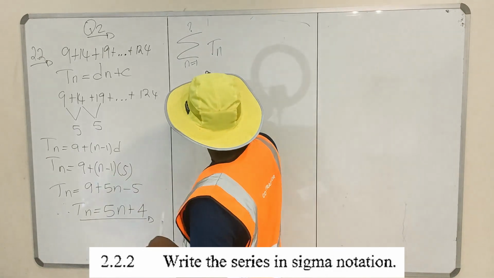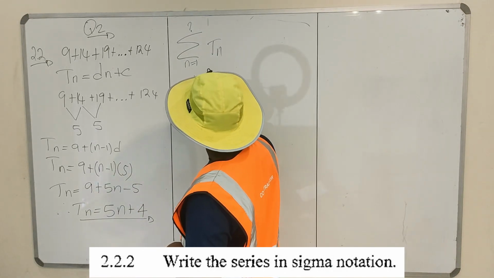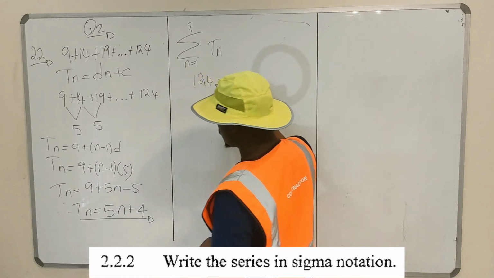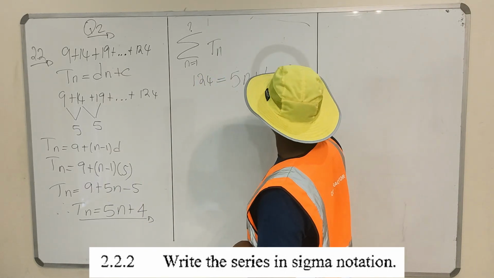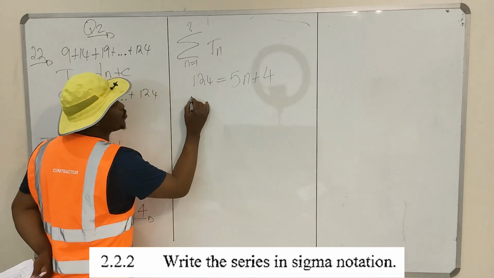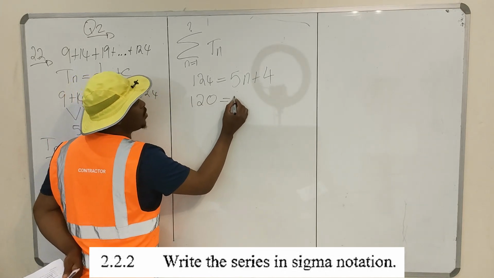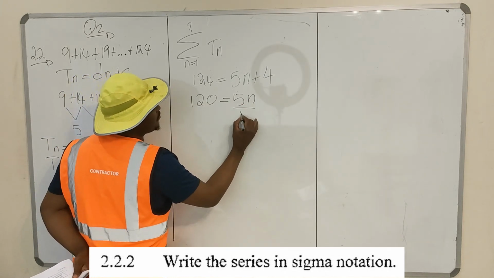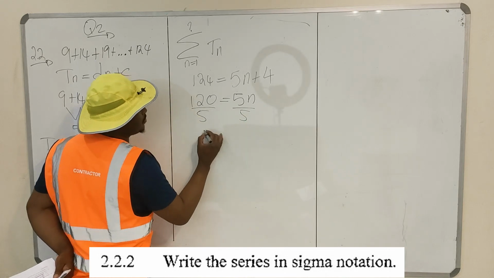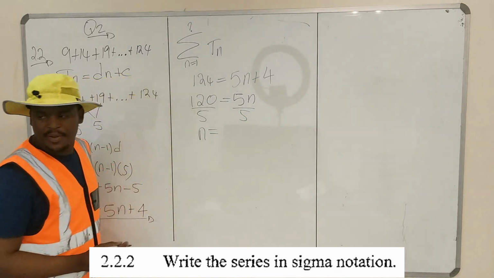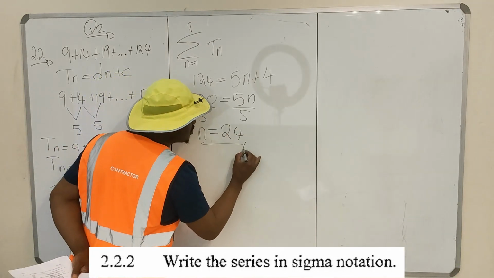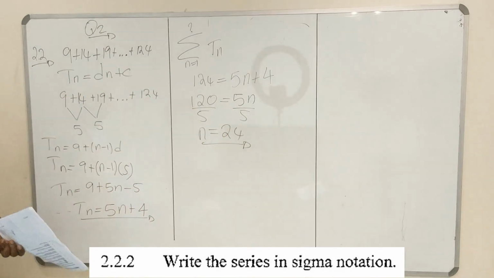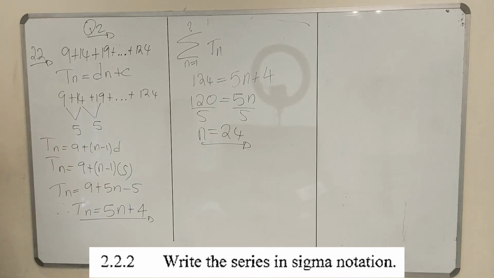So we say, okay, 124 is equal to 5n plus 4. So 120 is equal to 5n, right? Divide by 5, divide by 5. n is equal to what? What is 120 divided by 5? 24. Which is how many times do we have in this series? 24 times.